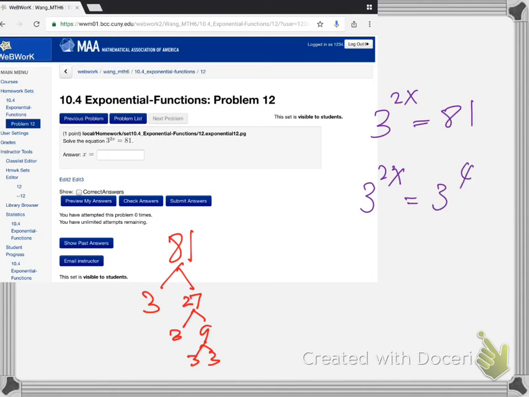So that's step 1, and then we drop the base. We got 2x is 4. Then divide by 2, divide by 2, x is 2. So sometimes we have to use the definition of negative power because we have fractions. So now let's look at the next question.